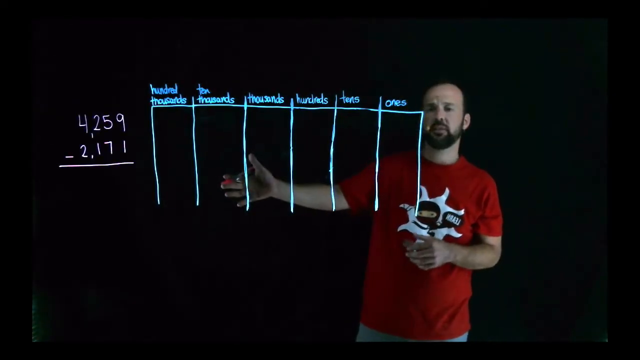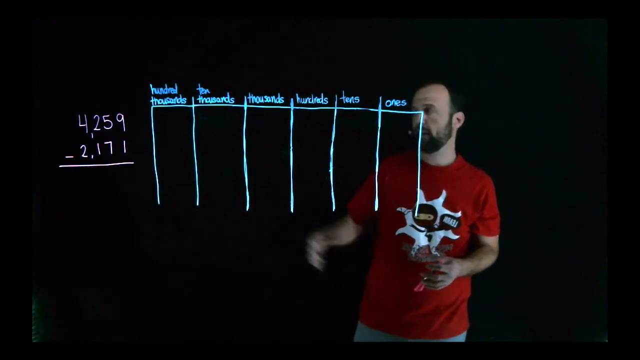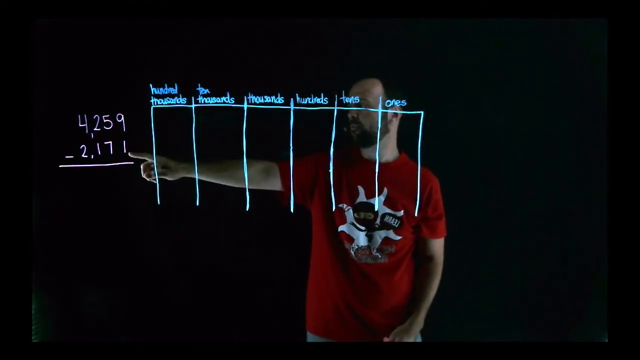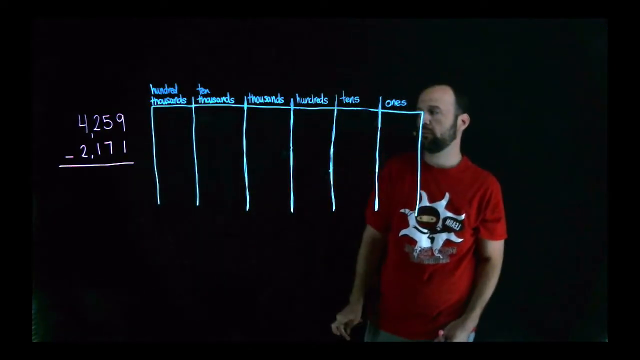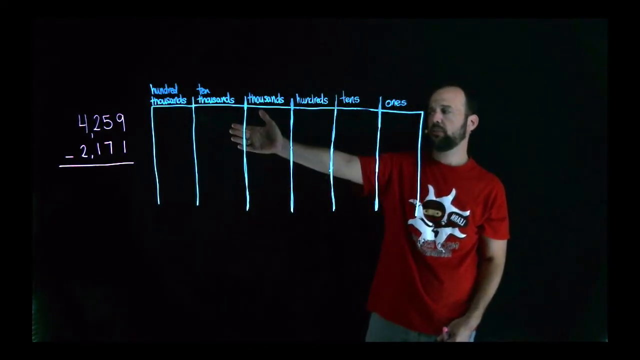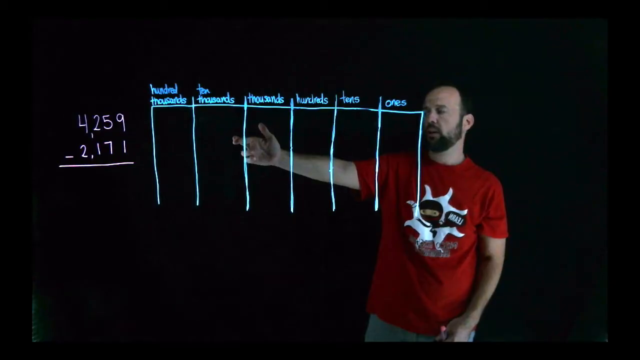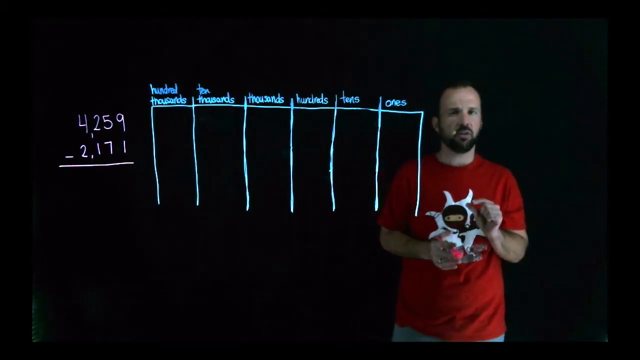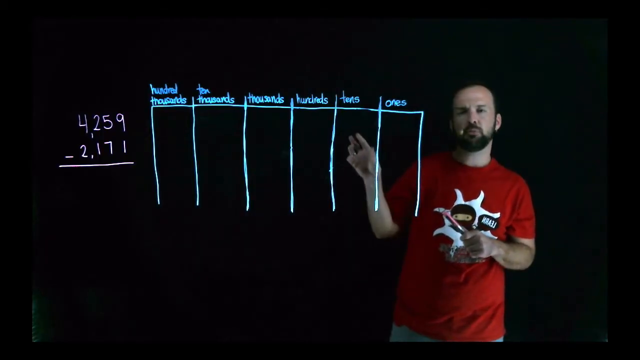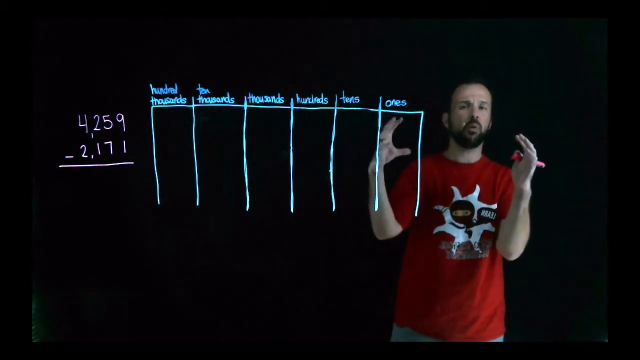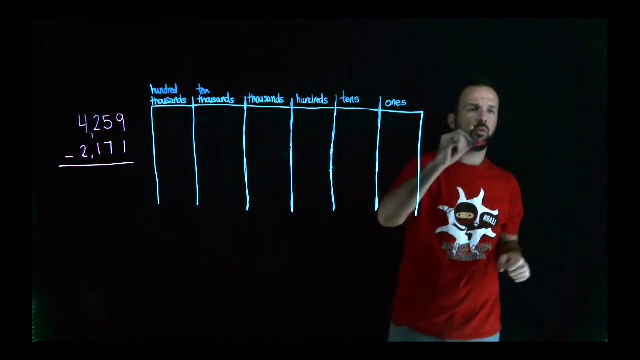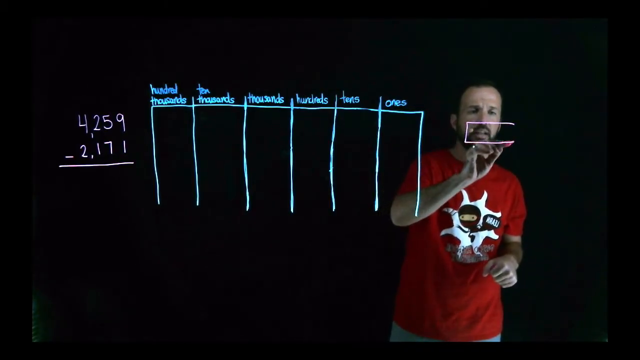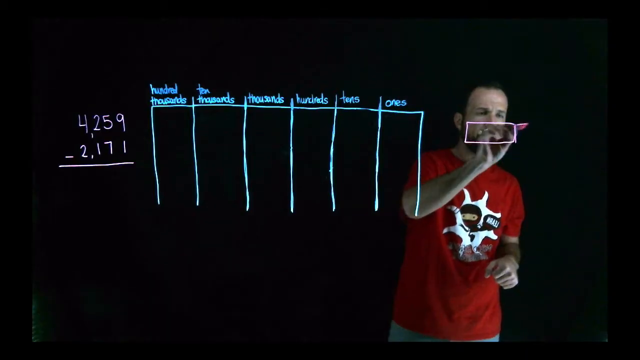Okay, so here's the first example that we're going to subtract. So I have 4,259 and I'm going to be subtracting 2,171 from that. So 4,259 minus 2,171. Now the tape diagram for this is going to look just a little bit different because we're subtracting from a whole. So we already know what the whole part is, right? So if I was going to draw my tape diagram, I would have the rectangles here representing my numbers, right?